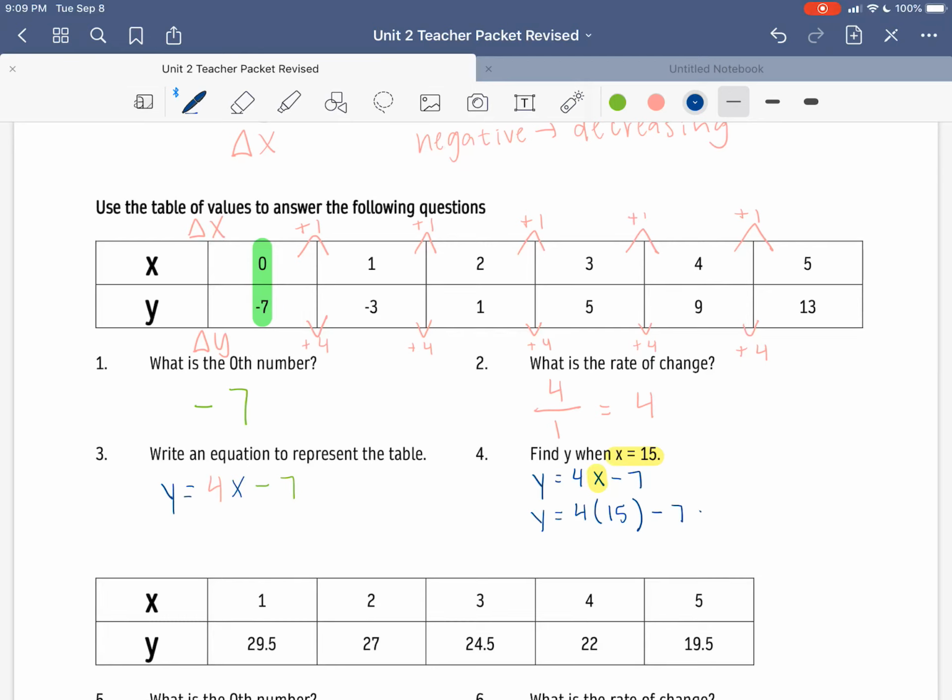And from here, we can just simplify. 4 times 15 is 60. You're welcome to use a calculator if you need it. And then 60 minus 7 is 53.